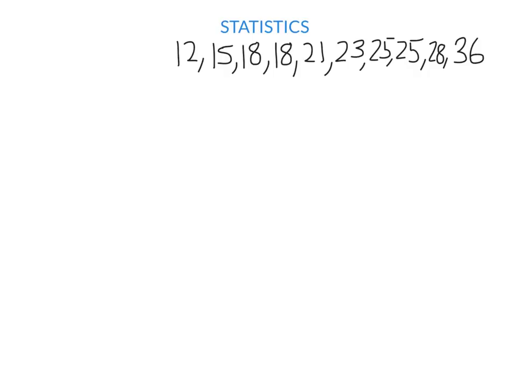So when you have a set of numbers, you should already know how to calculate mean, median, mode, and all that. So the mode is the most common score. So in our set of data, it's 18 and 25. Okay, you can have more than one mode. So this is bimodal.